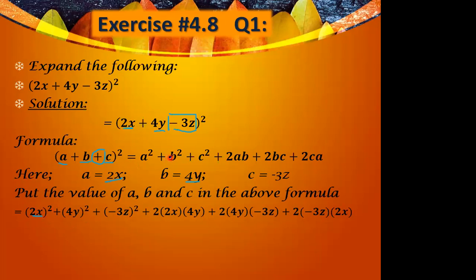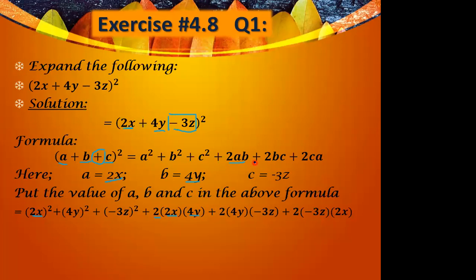Then plus b, take the square of term b. So what is your term b here? 4y. So you will take the whole square of term b, that is 4y whole square. Then the sign of plus, which is in the formula, and your term c's whole square. Term c here is minus 3z, so you will take minus 3z whole square. Similarly, next here you have plus 2ab. So first you will write your coefficient, which is 2, then the value of a inside the bracket, which is 2x, and the value of b inside the bracket, which is 4y, right?